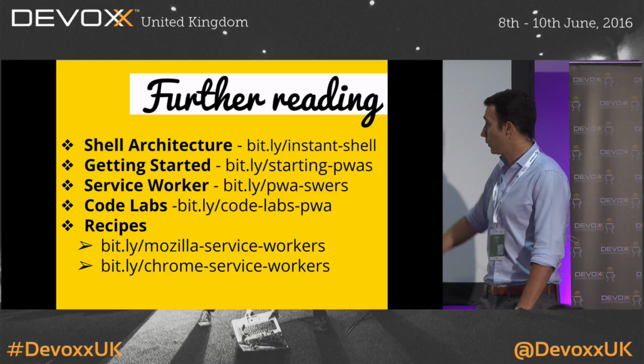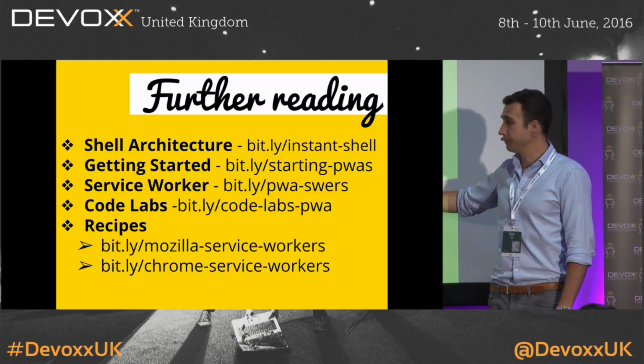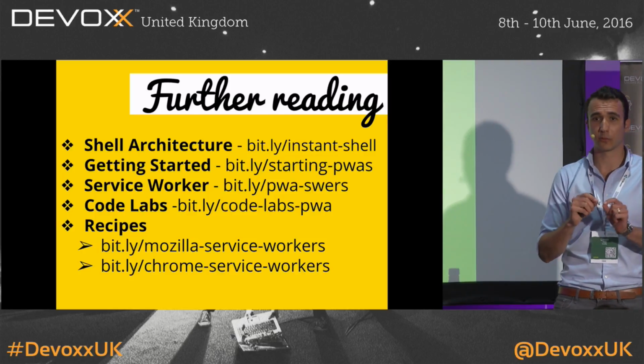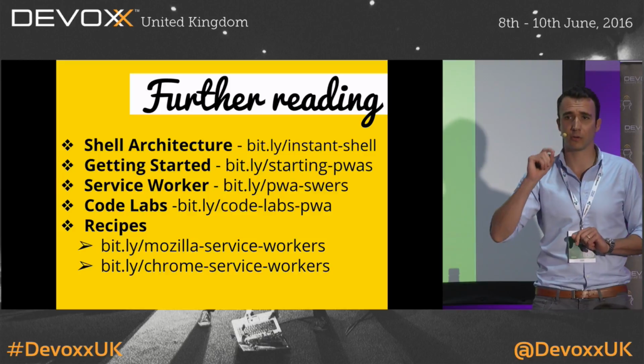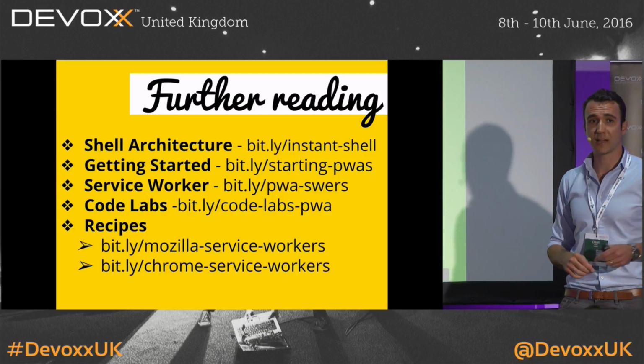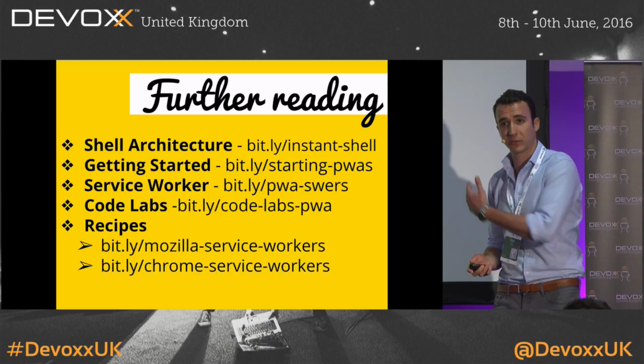Very, very useful. There's also these recipes. Mozilla and Chrome have one. You can head over and see the different examples, and they show you tiny snippets of code about how powerful they are. Some of them show you offline, and some of them show you these Promise.race examples.